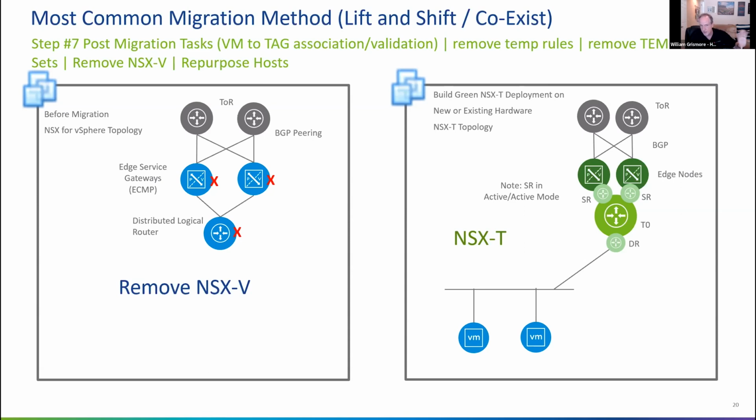And then there's a last step to clean up IP sets. We talked about injecting IP sets. One of the last steps you would do is go back into T. Once everything's good, you no longer need those temporary IP sets that you use to help the migration go smoothly.